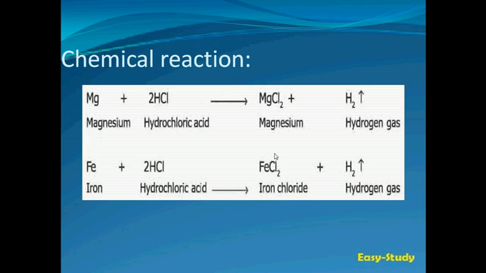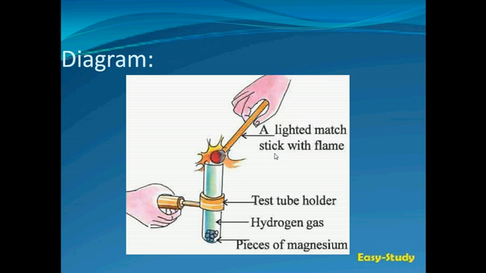Chemical reaction. Magnesium when reacts with hydrochloric acid gives magnesium chloride and hydrogen gas is evolved. Or if we take iron pieces, iron when reacts with hydrochloric acid gives iron chloride and hydrogen gas is evolved. Diagram is shown.